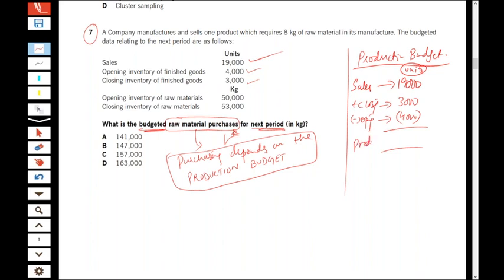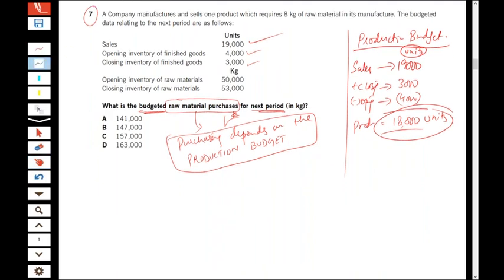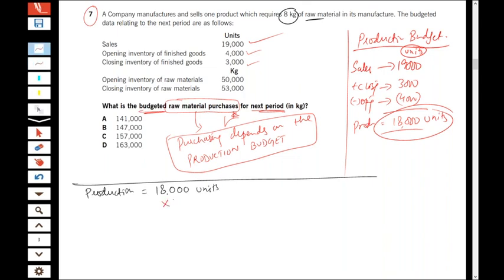So what is the production budget? The production budget is 19 plus 3 minus 4. That is 18,000 units. In order to make 1 unit, it needs 8 kilograms of raw material. So production is 18,000 units, and to make 1 unit it needs 8 kilograms. So that is the usage: 18,000 multiplied by 8 is 144,000 kilograms. That is the usage budget.